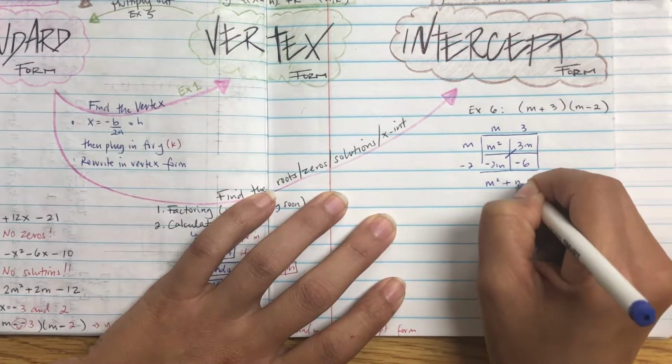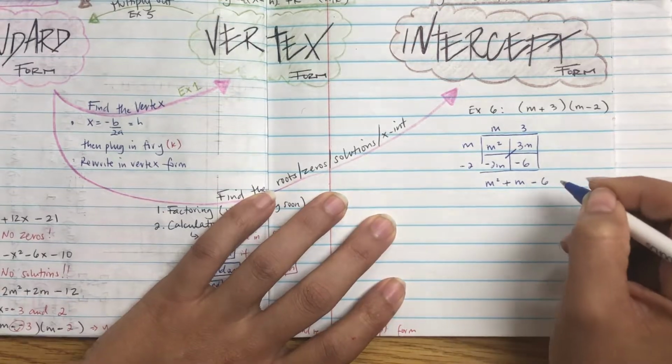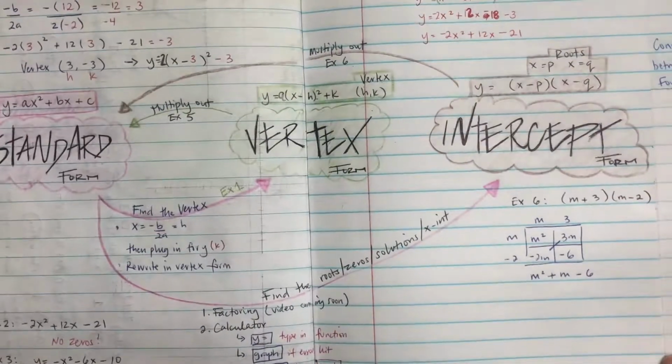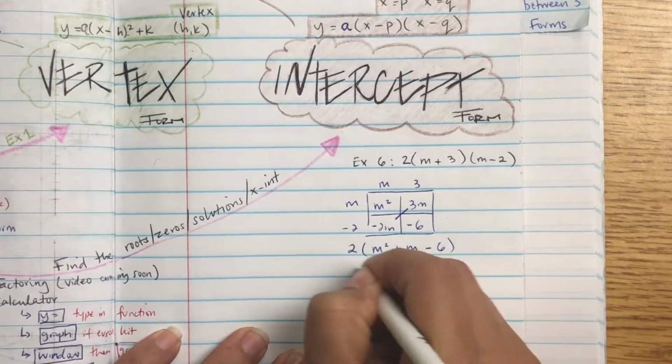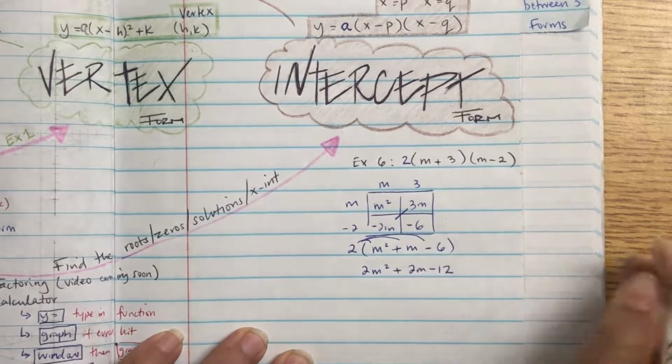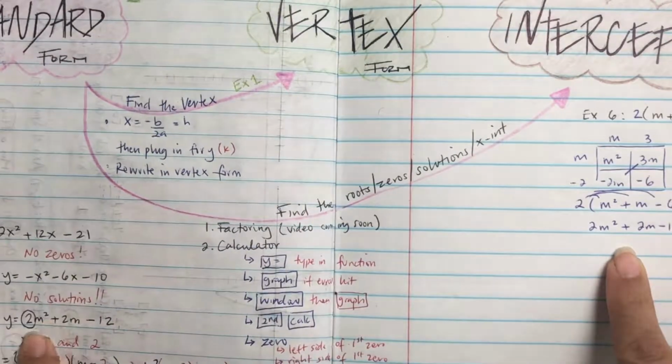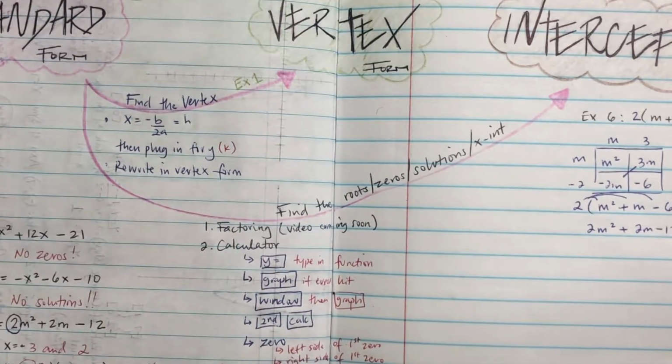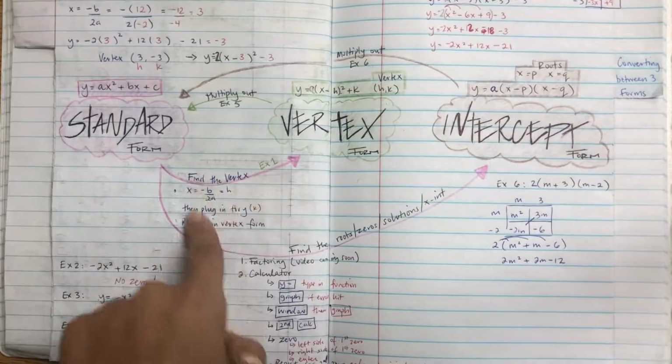And remember, there's a 2 outside. I'm just going to fix that in just a second. There's a 2 outside from the original question that I put in. Alright, so now I multiply that out, you're going to get 2m squared plus 2m minus 12. Okay, which makes sense because that's what we started with in example 4. And so that's all there is to it.